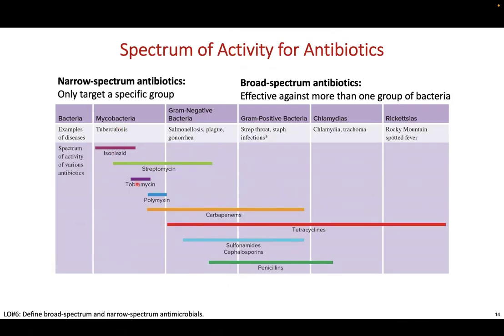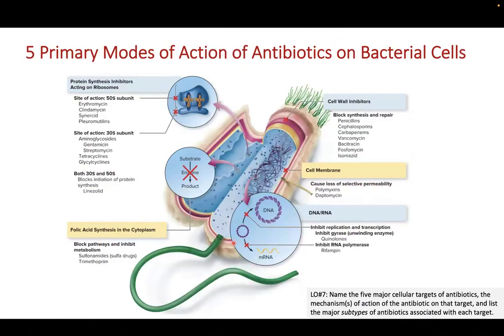Compared to this one, isoniazid, which can only target tuberculosis-causing bacteria. And the same thing goes for all of the other ones. So now you appreciate how complex some antibiotics are. Some can target more than one group, some can target only one group.